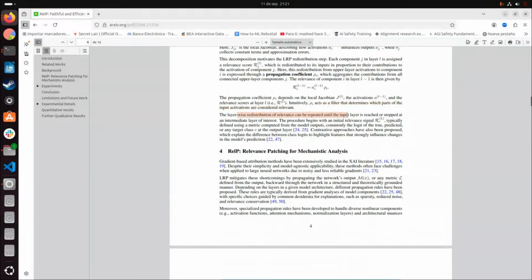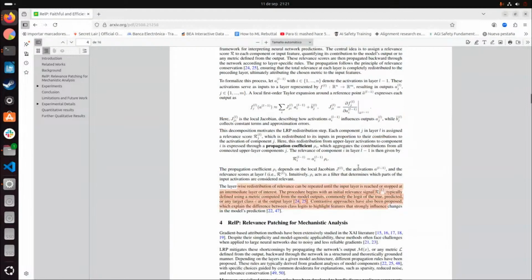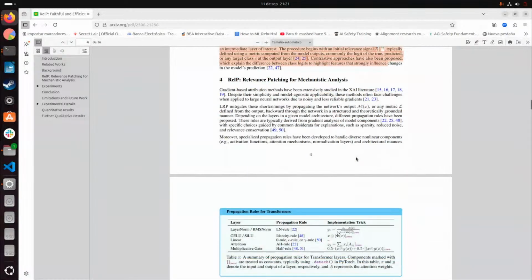The layer-wise distribution of relevance can be carried to the input layer or stop at a layer of interest. The procedure begins with an initial relevance signal, typically defined using a metric computed from the model outputs, commonly the logit of the true class. This is very similar to just taking the gradient, but they are doing this other operation with a Taylor expansion. Right.